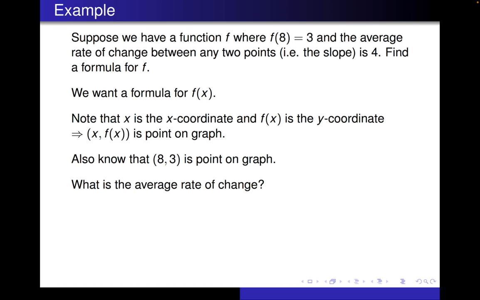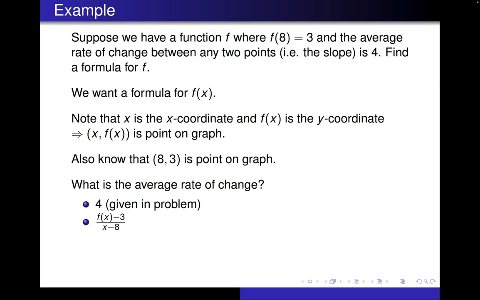If we want to find the average rate of change of the graph, we have two possible ways of answering that question. First, we are given in the problem that the average rate of change is 4. But we also know the definition of the average rate of change, and we have 2 points on the graph: x, f of x, and 8 comma 3. So we can use the average rate of change formula: subtract the y coordinates, the outputs, subtract the inputs, and divide them. Both of these represent the average rate of change, so they have to be equal to one another.